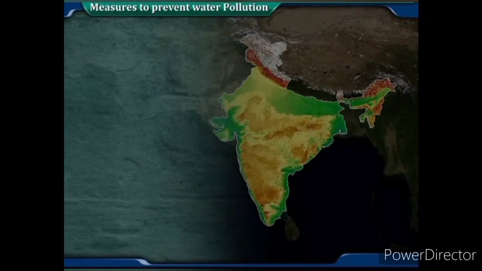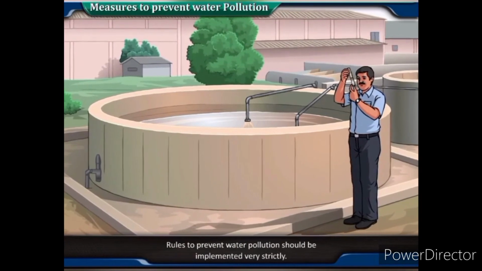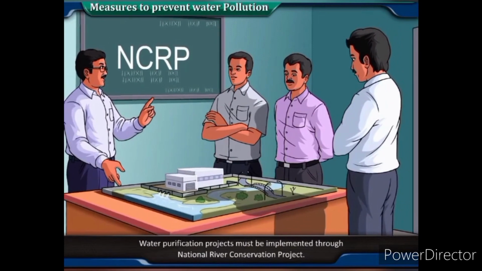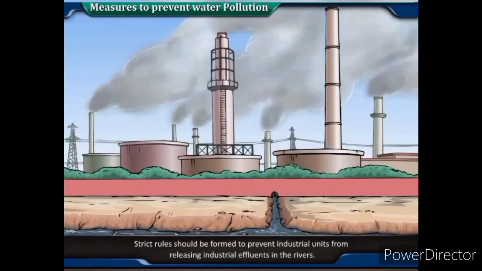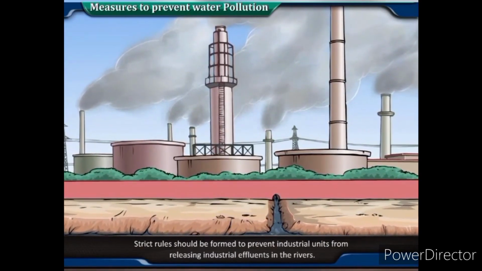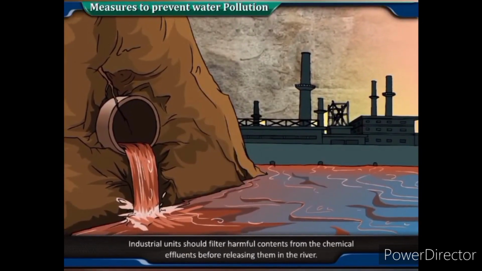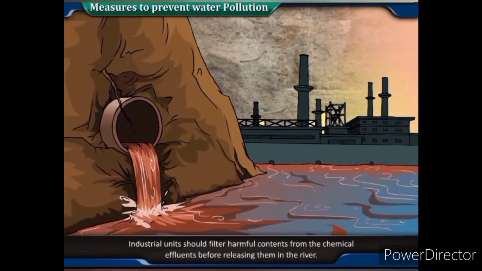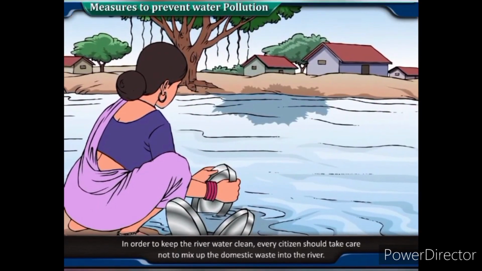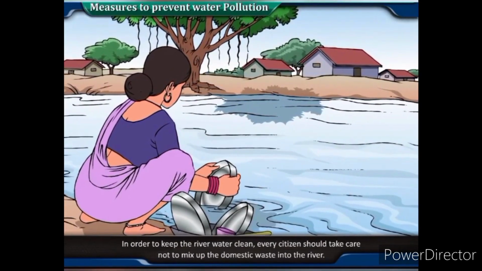Measures to prevent water pollution. Rules to prevent water pollution should be implemented very strictly. Water purification projects must be implemented through the National River Conservation Project. Strict rules should be formed to prevent industrial units from releasing industrial effluents in the rivers. Industrial units should filter harmful contents from the chemical effluents before releasing them in the river. In order to keep the river water clean, every citizen should take care not to mix the domestic waste into the river.